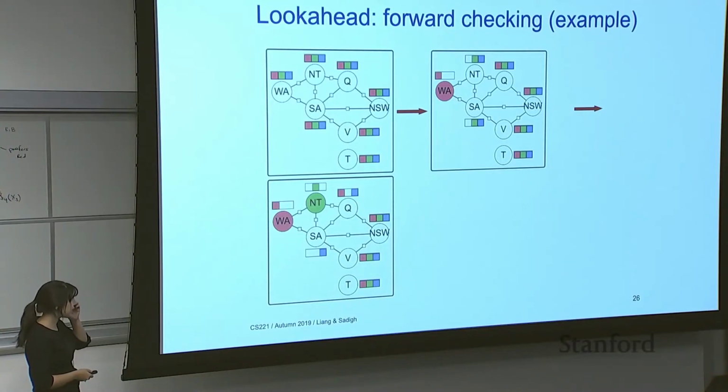So maybe now I'm at NT. I am deciding NT to be green. If I'm deciding NT to be green, I'm going to look at neighbors of NT. So I'm going to look at SA and Q. They cannot be green anymore, so I'm going to drop green.